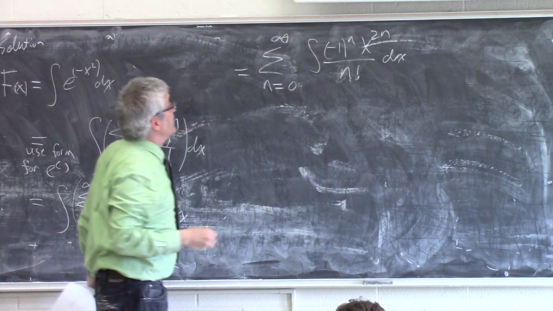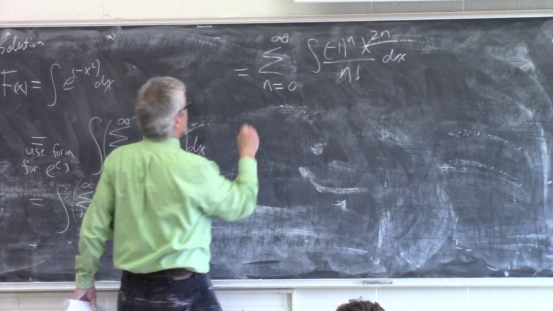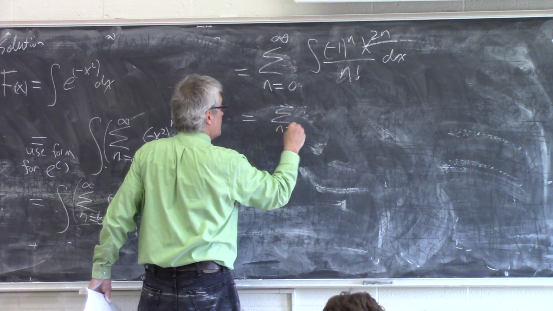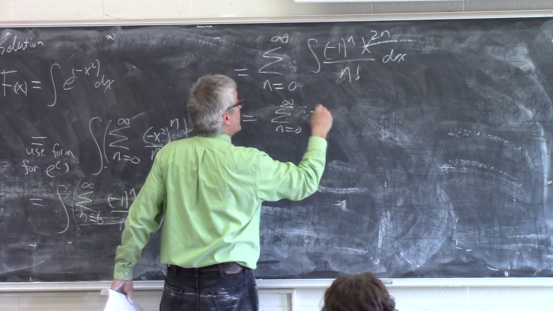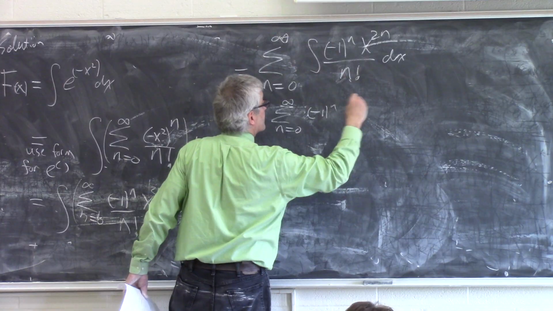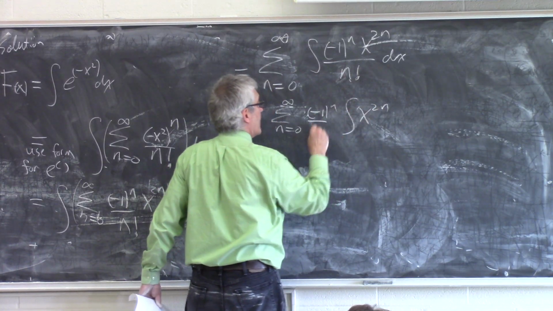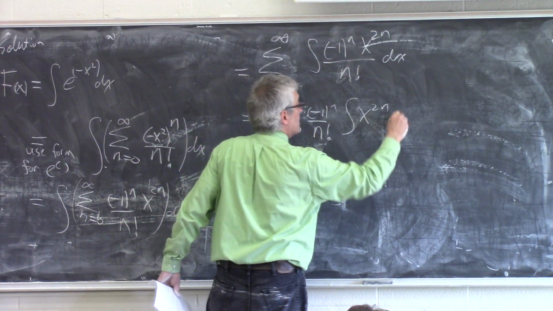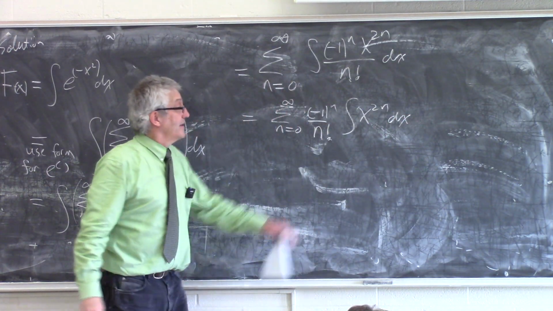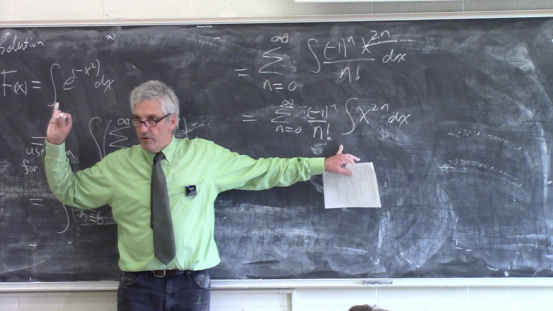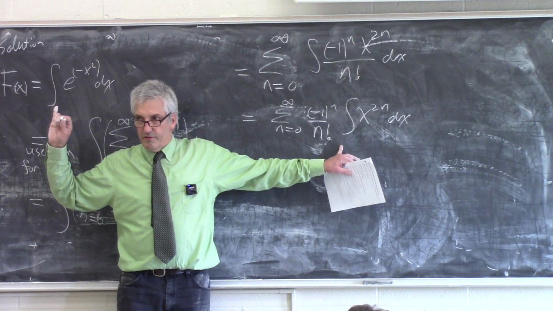But those things involving n don't involve x, so I can bring those out. So the sum as n goes from 0 to infinity of minus 1 to the n of x, and then the integral of x to the 2n, and on the bottom I have n factorial. All right, so what is that indefinite integral? Raise your hand if you know that one. Indefinite integral of x to the 2n.